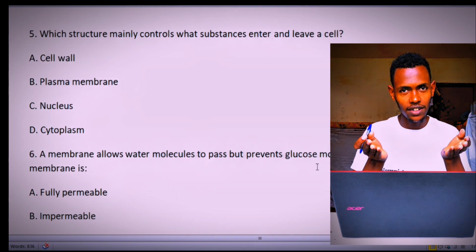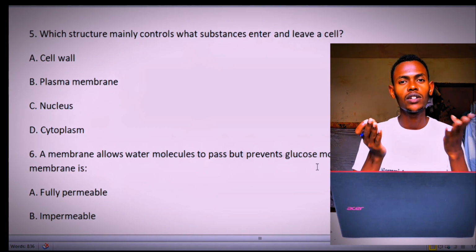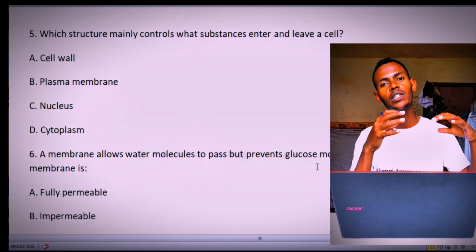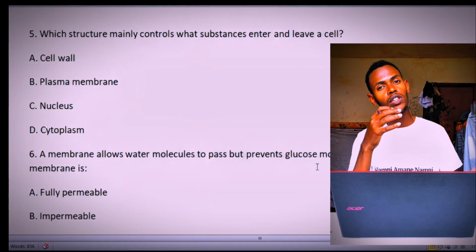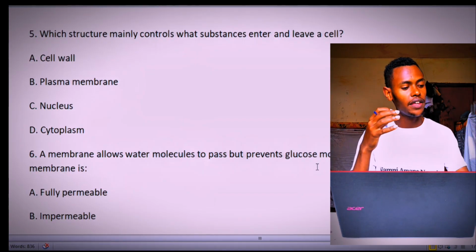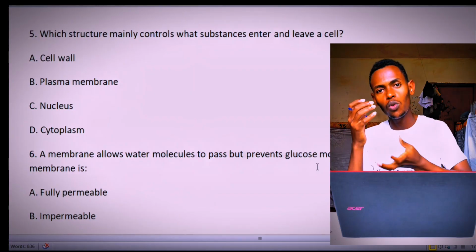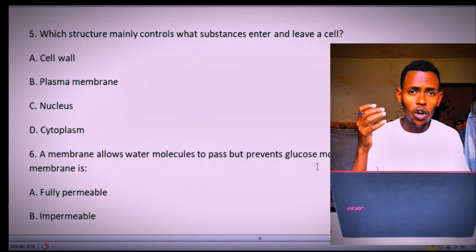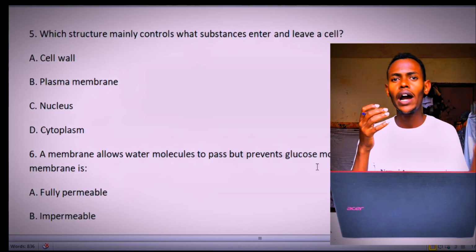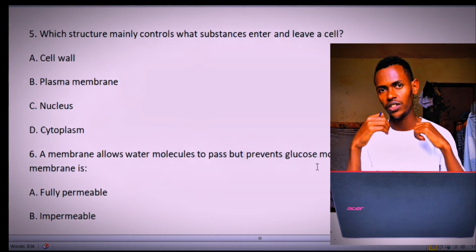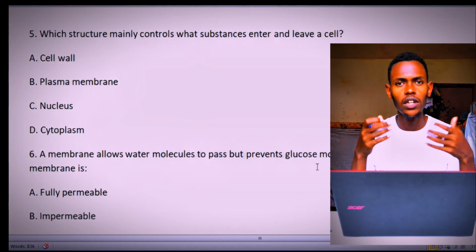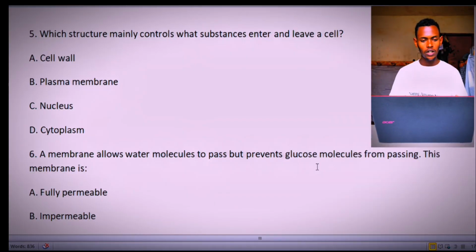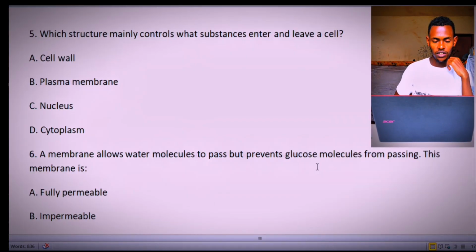So what is the answer? The answer is osmosis. It is the movement of water from high water potential to low water potential, or from low salt concentration to high salt concentration. That is the definition of osmosis. Okay, let's go on to the fifth question.